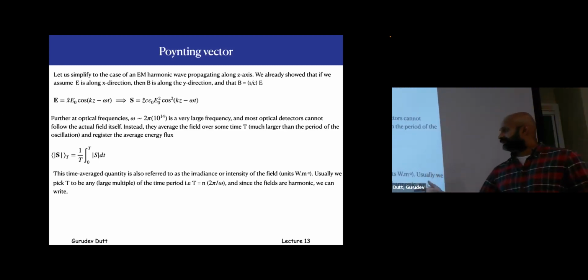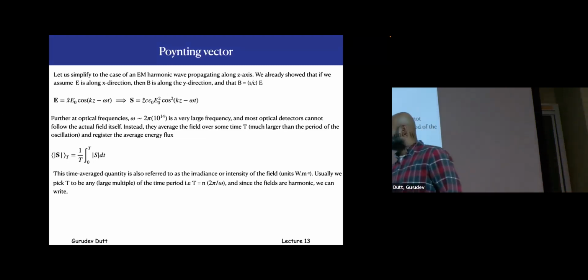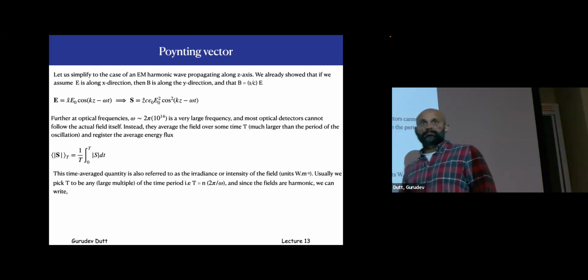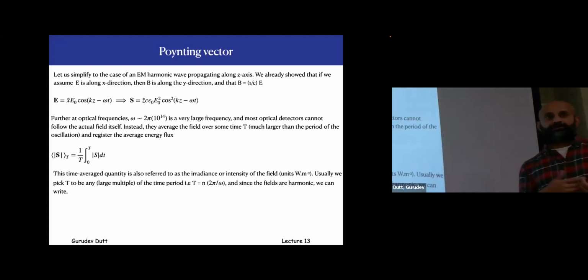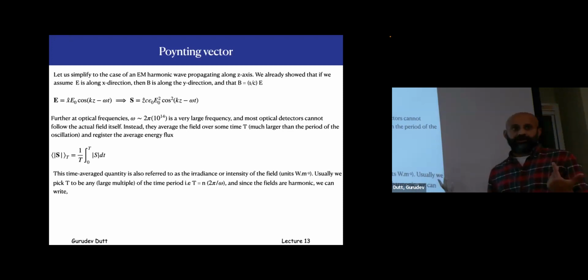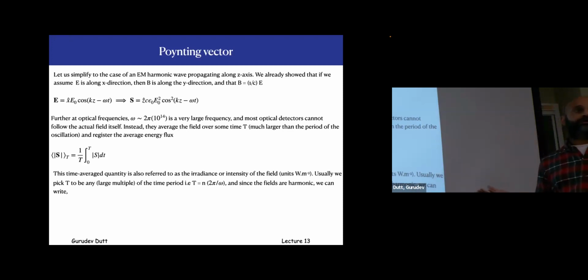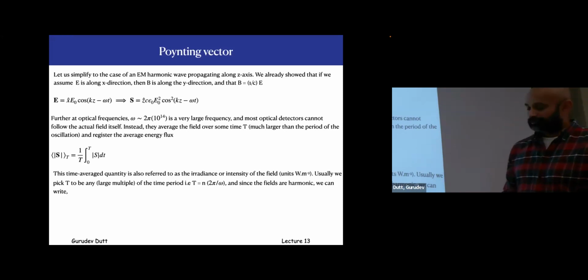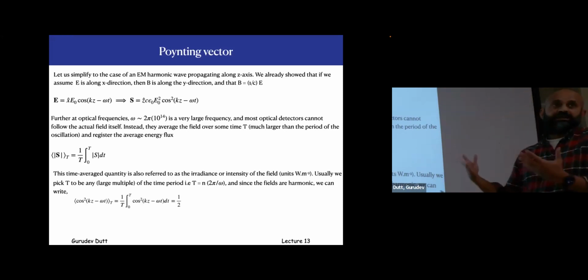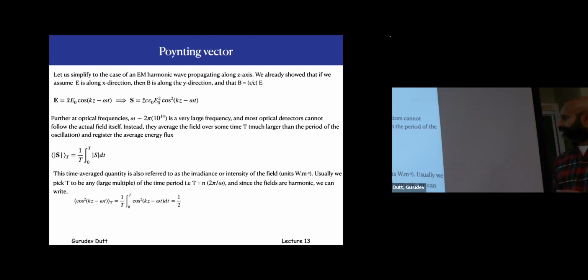Furthermore, we can usually pick this time period T to be a large integer multiple of the period of the electric field: T equals some very large integer n times 2 pi divided by omega. Because T is so large, I can pick it to be a multiple of the period, since the fields are harmonic. If I know the integral over one period, I can extend it to any number of periods. All this can be proven more mathematically, but I'm not going into it.